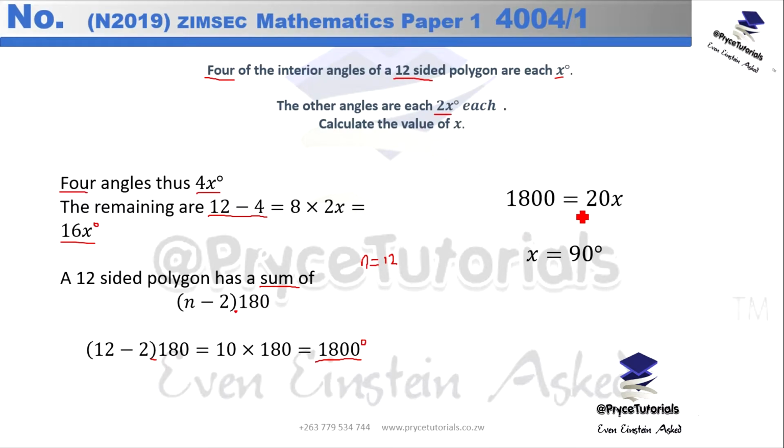So I'm going to equate this to 20x. Remember, for the two expressions here, 4x and 16x, I'm going to get the total of the angles here. So if I divide both sides by 20, I'm going to get x equals 90.